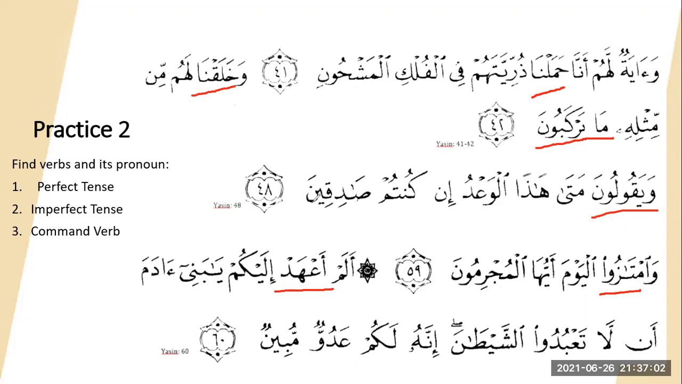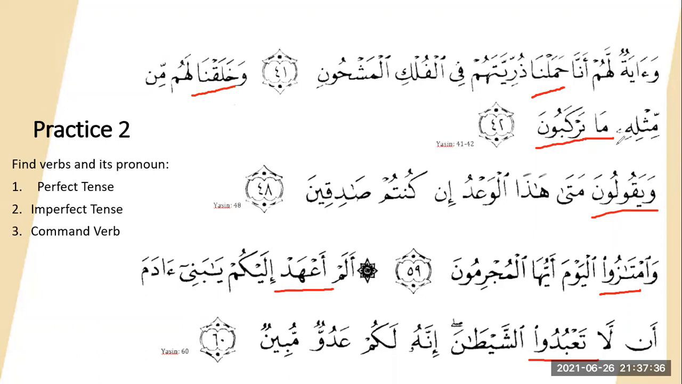Or we go to the last sentence? We go to the last sentence. "Allah ta'budu syaitan. Innahu lakum aduwwum mubin." There you have it. Where's the verb there? Ta'budu.